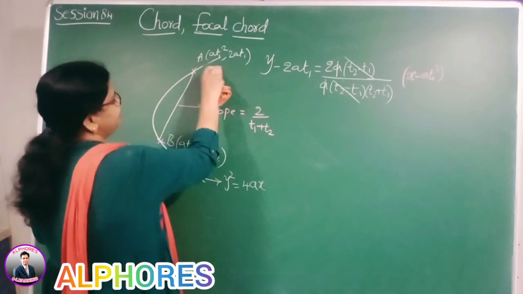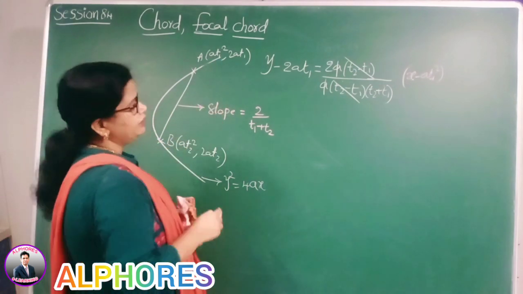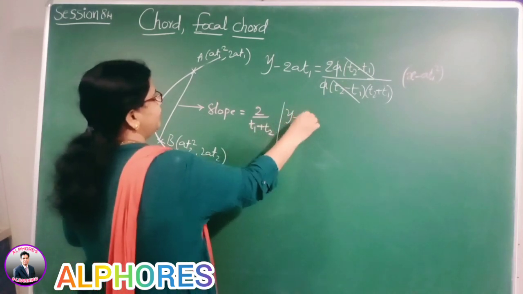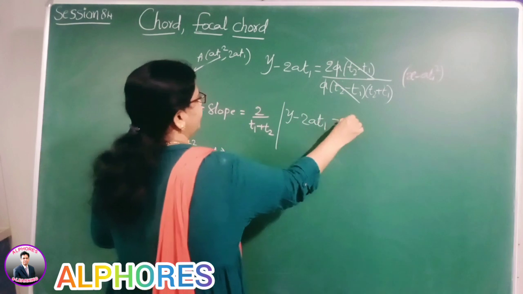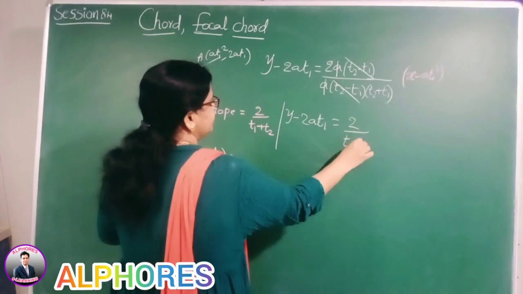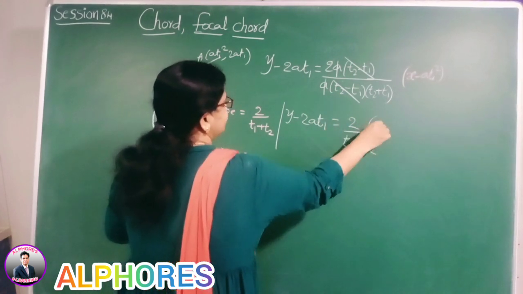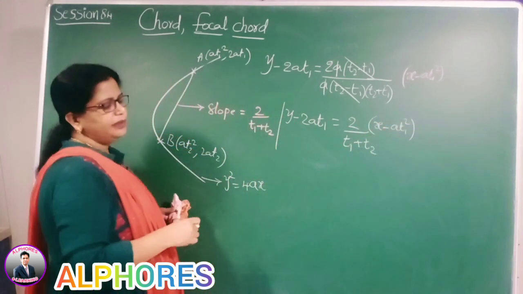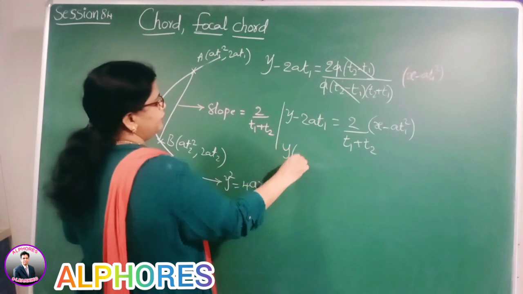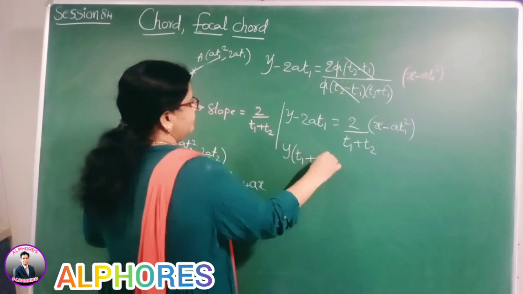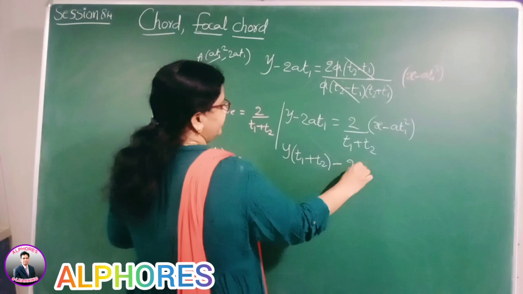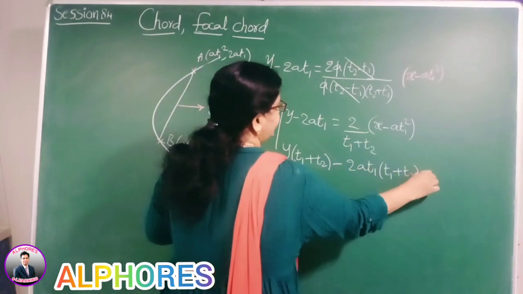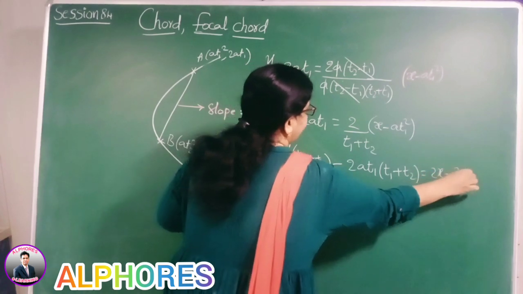And next another one is the complete equation. So what is the equation now? It is y minus 2a t1 is equal to 2 divided by (t1 plus t2) into (x minus a t1 square). Now let us do cross multiplication, that is y into (t1 plus t2) minus 2a t1 into (t1 plus t2) equal to 2x minus 2a t1 square.